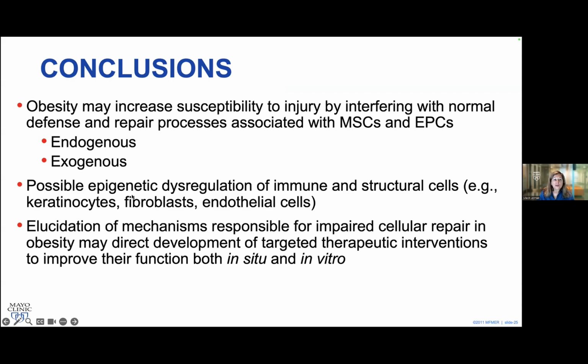This involves possible epigenetic dysregulation that can also extend not only to mesenchymal stem cells, but also to other immune and structural cells, like parenchymal cells of various types. And we believe that elucidation of the mechanisms that are responsible for the impaired cellular repair in obesity may help direct development of targeted therapeutic interventions, as I also showed you, that can improve their function both in situ as well as in vitro.